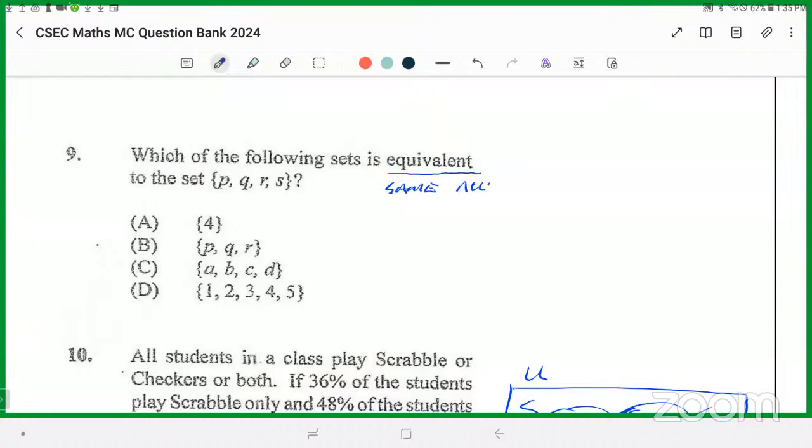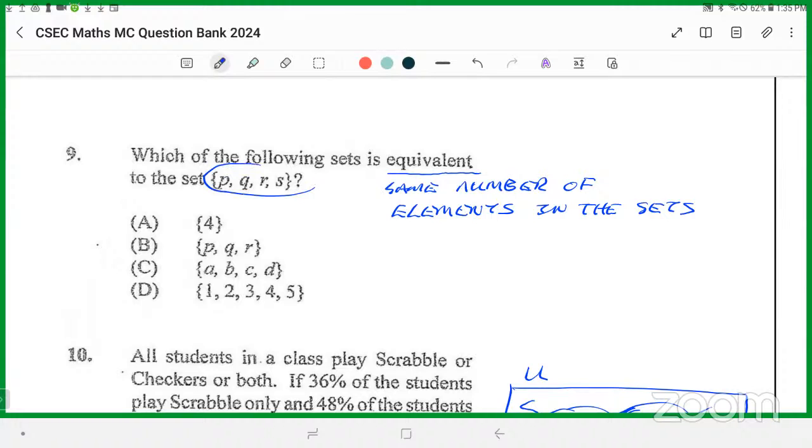Same number of elements. Same number of elements in both sets. That's when they are equivalent.